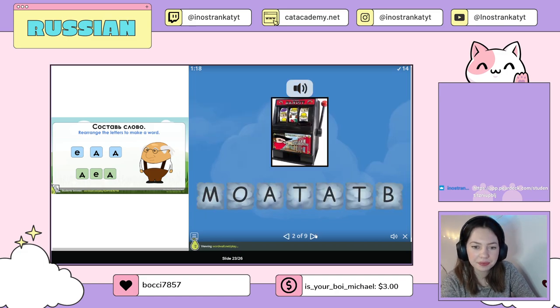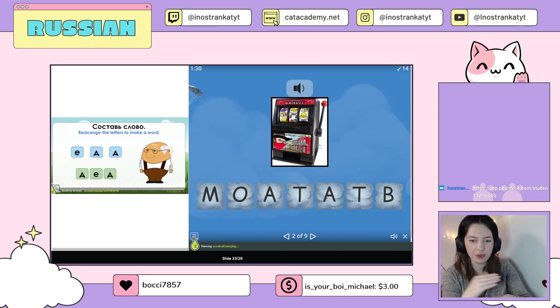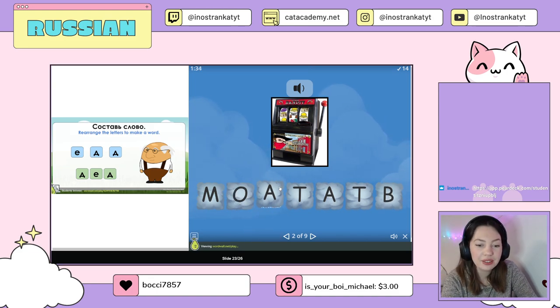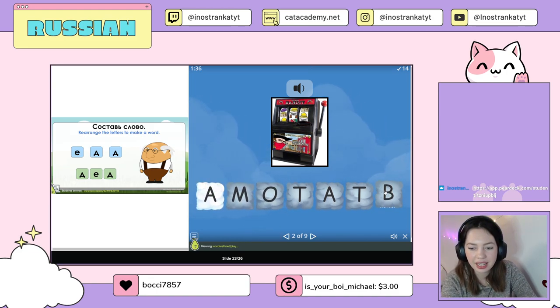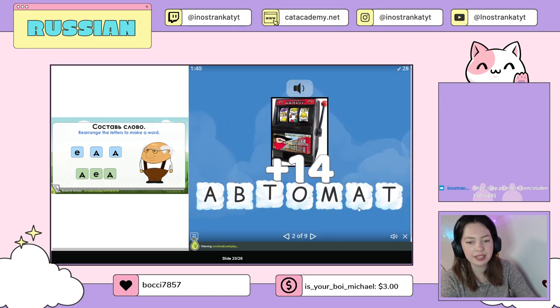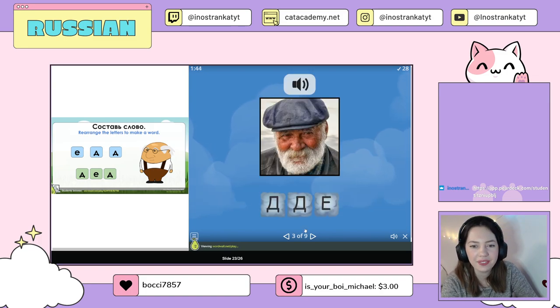Aftamat. And for such a coincidence, we have another автомат. Actually, I thought it's always generated in random order, so I thought it would be somewhere later to trick you, but for me it is here, the second one. So again, автомат. It's even better, we can practice it even better.